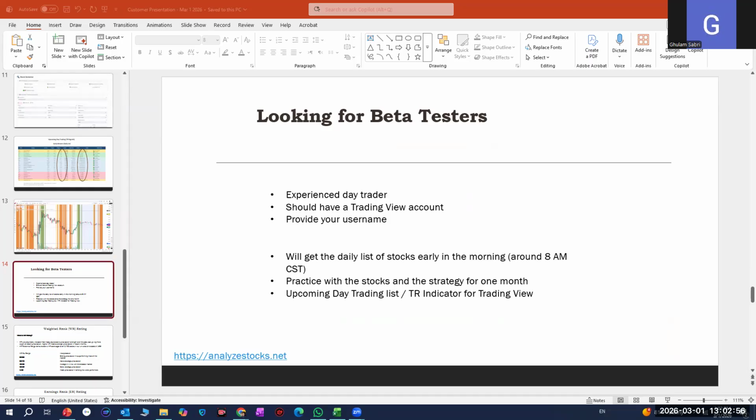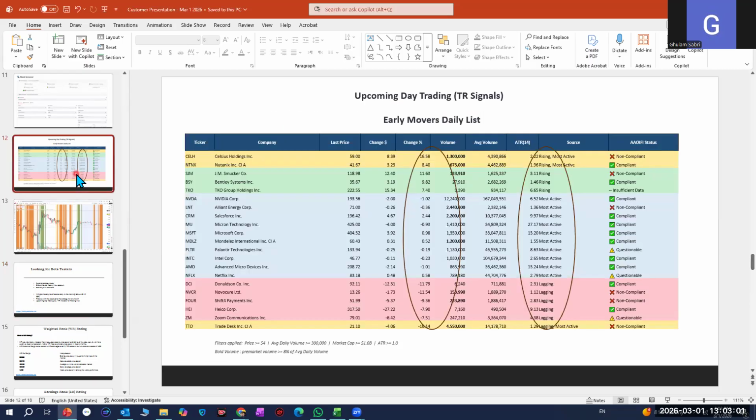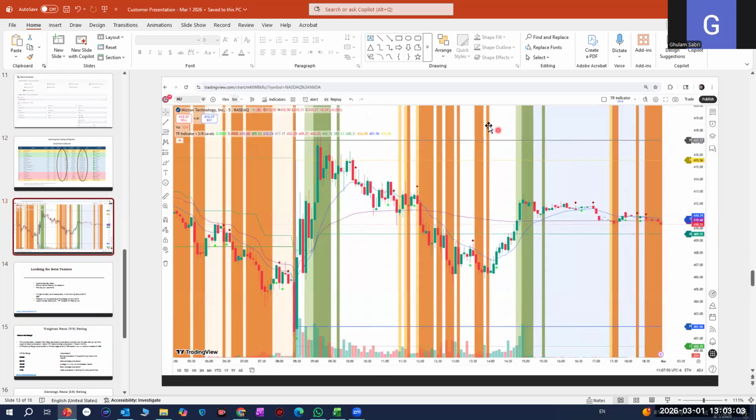And if you want to practice this day trading thing, maybe you can practice it on a simulated account. I will provide you the indicator, which will plot these support and resistance levels, trading levels, and this TR indicator, and then you can apply it at your own convenience and test it.